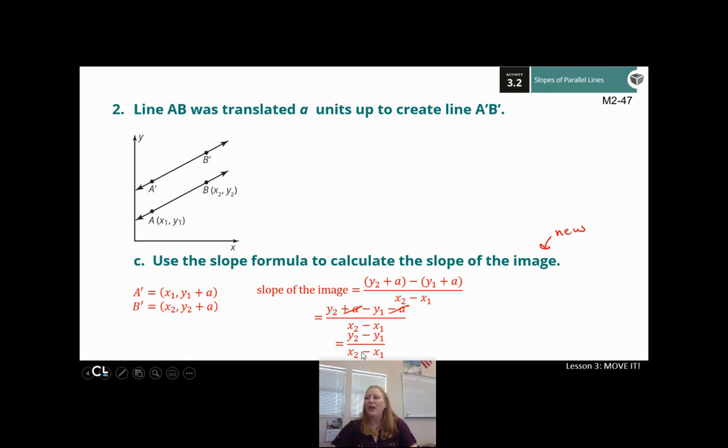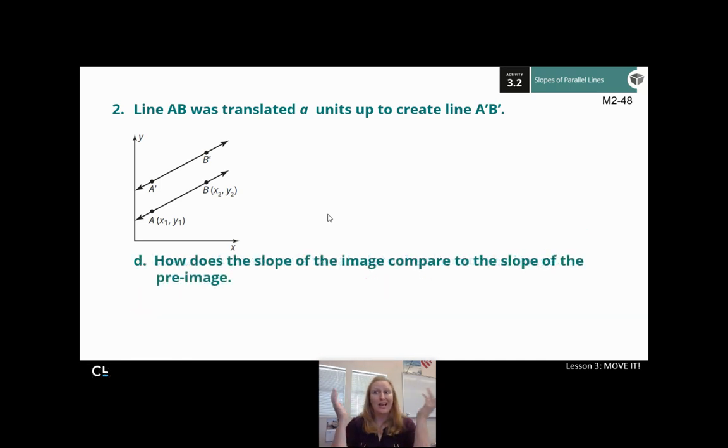So now I have y sub 2 minus y sub 1 over x sub 2 minus x sub 1. Does this look familiar? Have we seen this somewhere before? I think that's going to help you with question D, where question D says, how does the slope of the image compare to the slope of the pre-image? What do you notice about your answers on B and C? Go ahead and hit pause, jot down what you notice, and then hit play when you're ready to check your work.